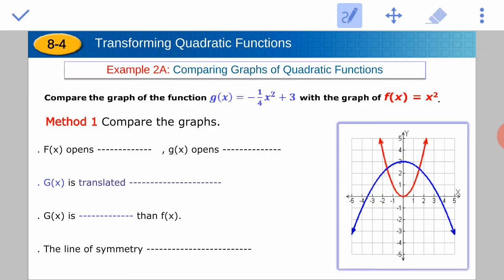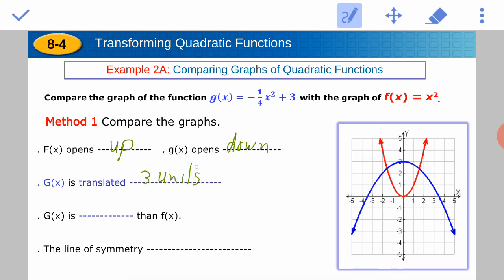In part A of example number 2, guys, we are given the graphs of two parabolas, and we need to compare them regarding 4 characteristics. First, we need to compare them by the opening direction. F of x, the red one, opens up, and the blue one, g of x, opens down. We can recognize this from the graph or from the equations. G of x is translated. Guys, look at the blue one. The blue one's vertex is shifted up 3 units. So it's translated 3 units up.